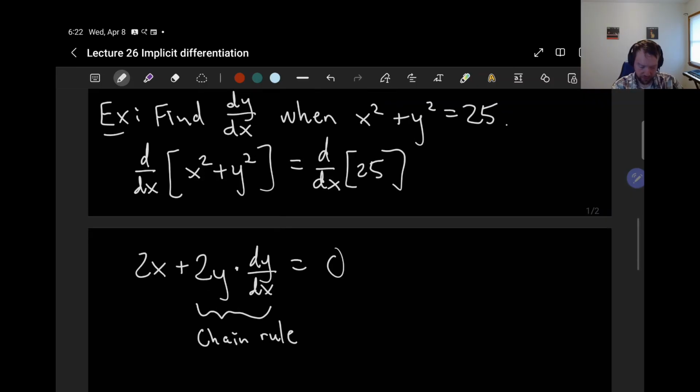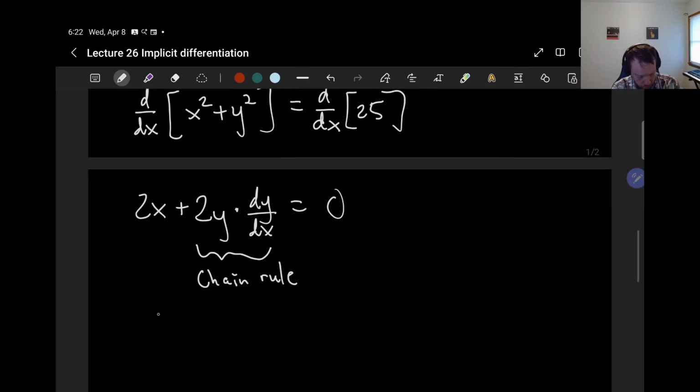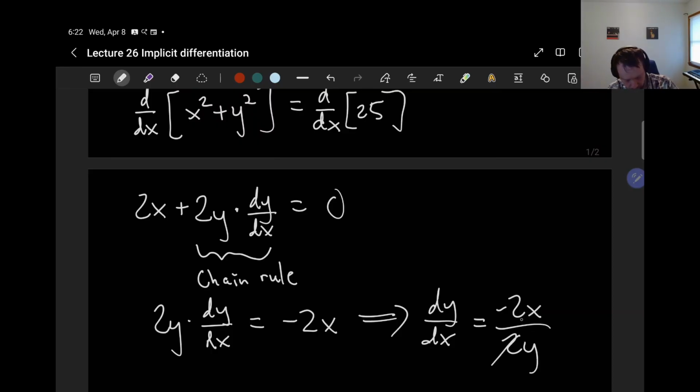So now the goal was finding this dy dx, so we do algebra to solve for it. So subtract 2x from both sides. And divide by 2y. Okay, 2's cancel. So we get negative x over y.